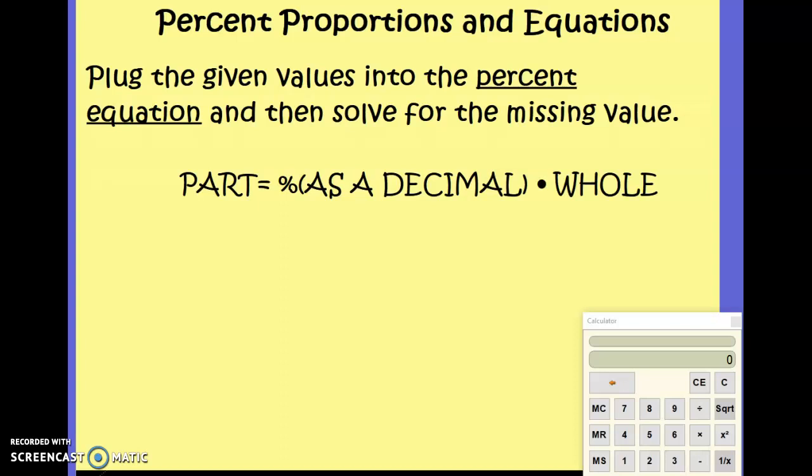The other day, in the last video, we learned how to solve percent problems with proportions. Today we're going to do it with equations. Then you're going to do your assignment, which is a digital escape room, and you can choose whichever method you find easier. We're going to plug the given values into the percent equation: part is equal to percent as a decimal times the whole. So let's get started.